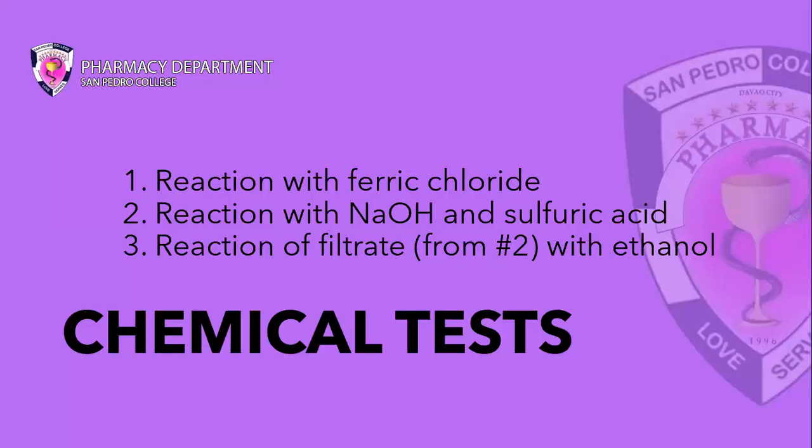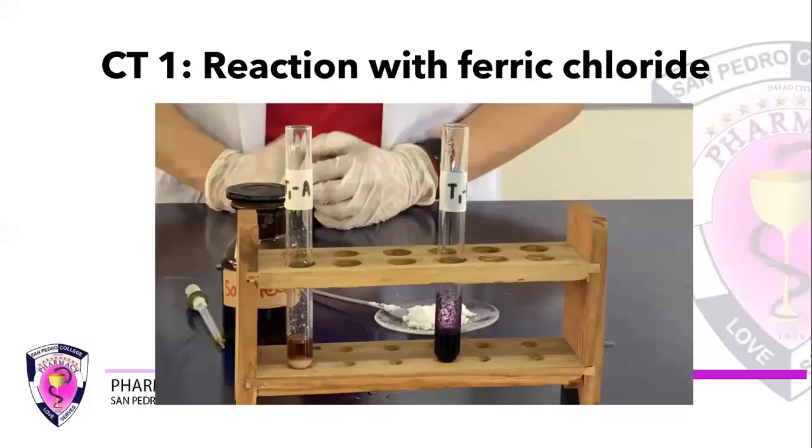Now, next part, we have the chemical tests. We have 3: reaction with ferric chloride, reaction with sodium hydroxide and sulfuric acid, and the reaction of filtrate with ethanol. All right. Now, chemical test number 1, it's the reaction with ferric chloride. Now, in the video presentation, napakita doon na ang lab available na aspirin, it retained the color of ferric chloride, whereas the synthesized aspirin gave off a color violet solution.